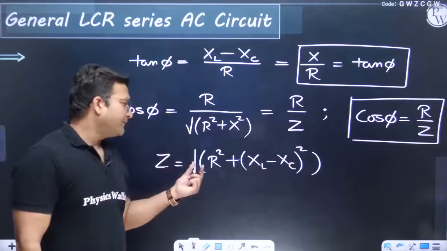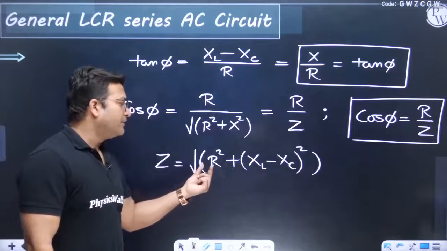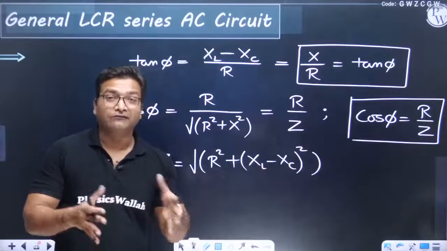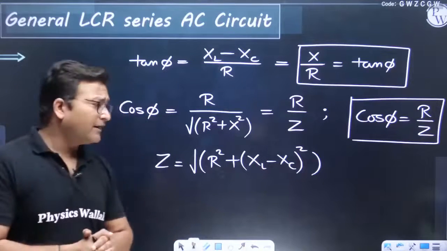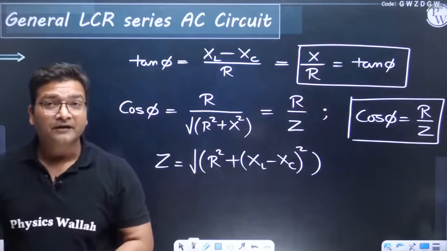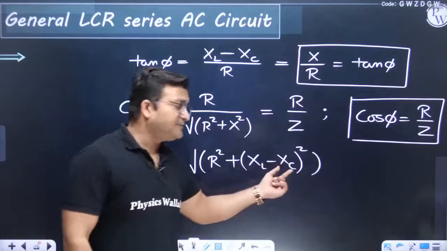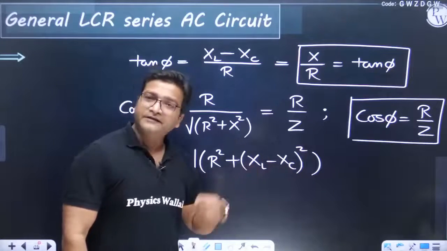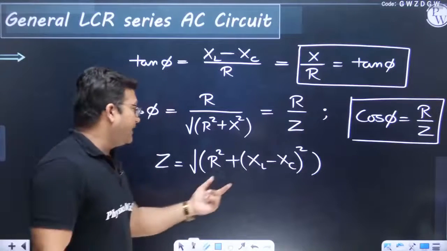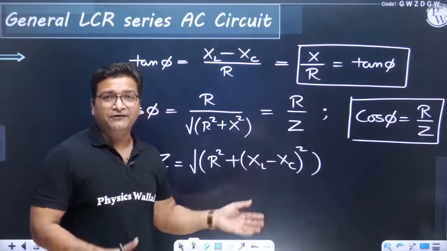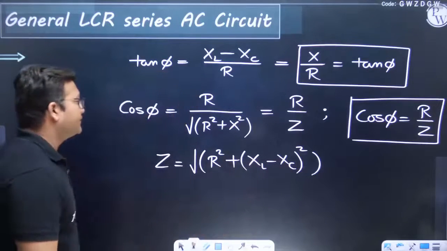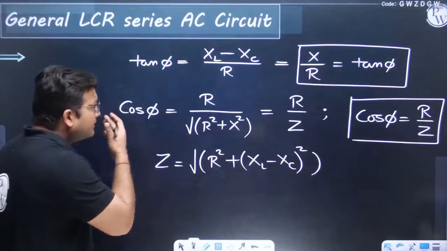So it is actually the square root of the sum of squares of resistance and net reactance of the circuit. The net reactance of the circuit is XL minus XC if XL is bigger than XC. If in some case XC is bigger than XL, it will be XC minus XL. If we do not have a capacitance, X would be only equal to XL. If we do not have inductance, X would be equal to only XC. So that is very simple actually. This is Z.